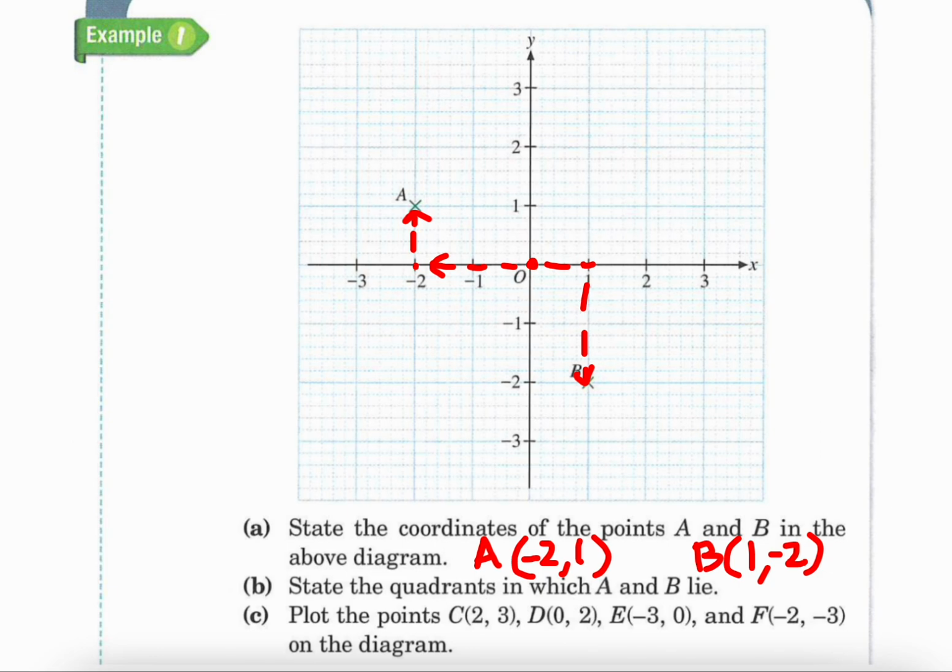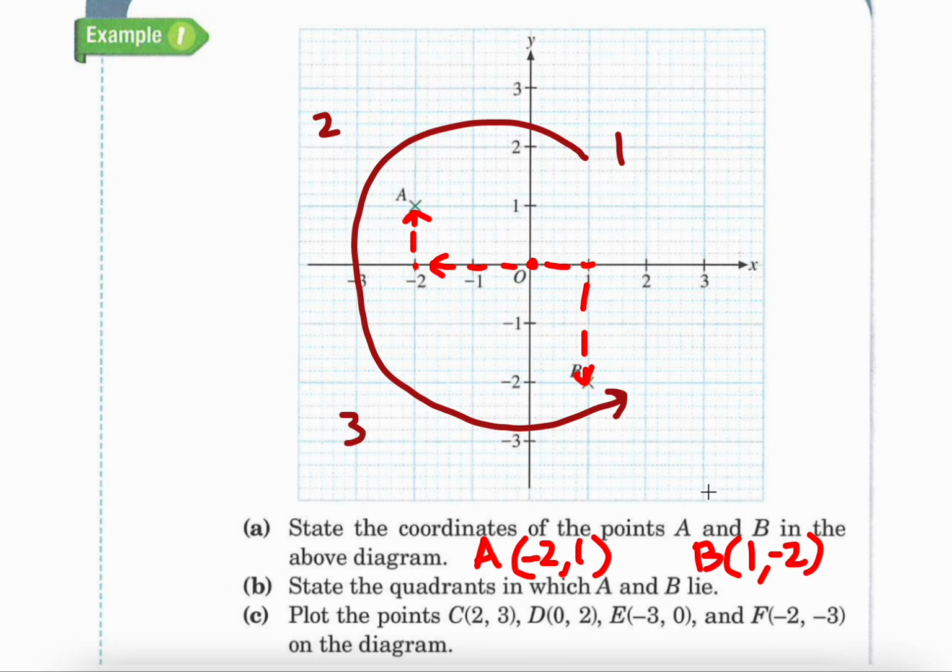Speaking of quadrants, part B wants us to state the quadrants in which A and B lie. Remember, the quadrants make a C, starting with quadrant 1, then 2, then 3, and then 4. So A lies in quadrant 2, and then B lies in quadrant 4. So we have quadrant 2 and quadrant 4 for A and B.